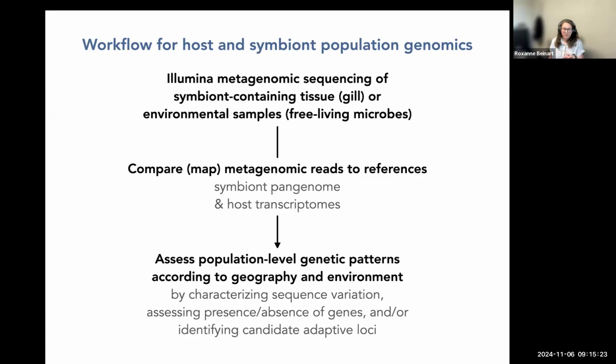And then we can use those references as a way to assess population level genetic variations according to geography and environment. So we can characterize sequence variation, identify or look for patterns in the presence and absence of genes, or even do tests to try to identify candidate adaptive loci, so genes that are under selection, for example.